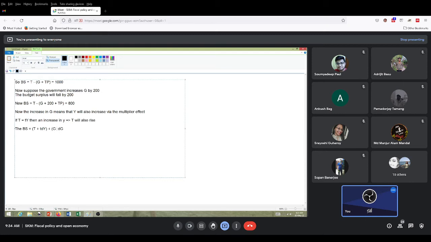It will be something like this. And if t dY is equal to dG, then what is the budget surplus? The budget surplus is the same as before. Yes, sir, both are the same, right? Logically this follows. Okay.